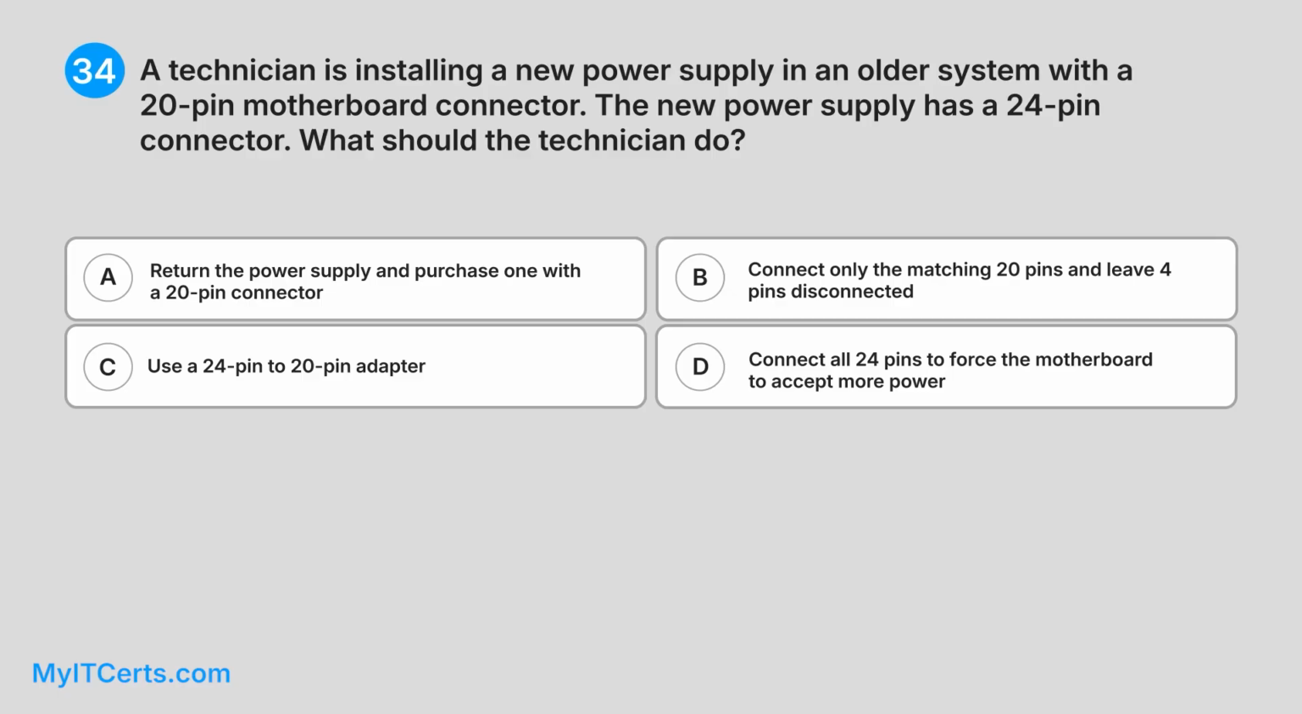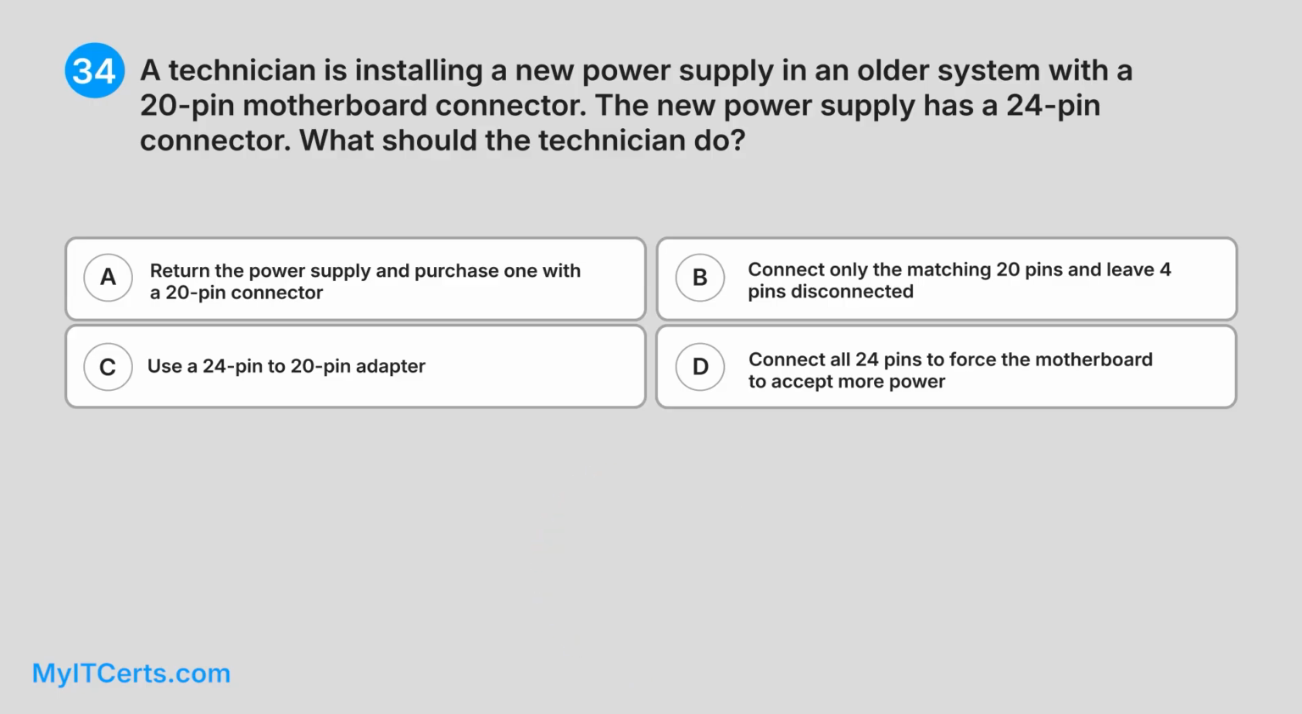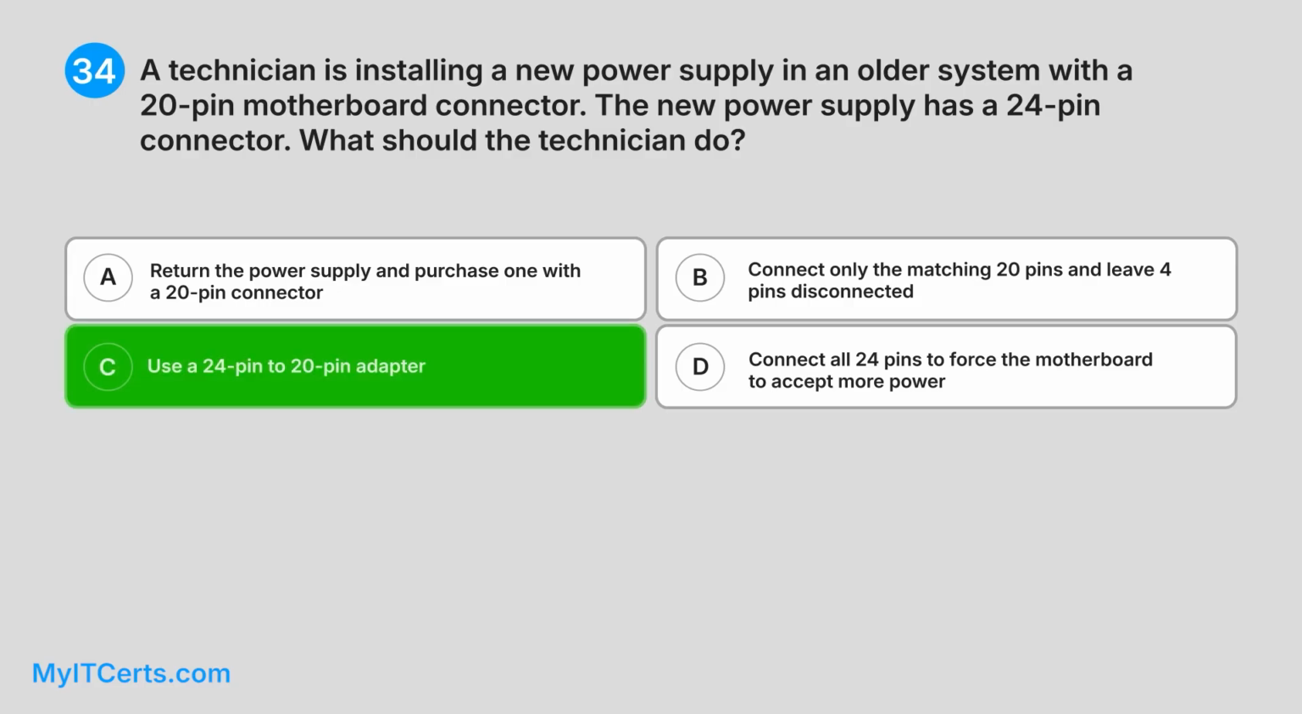A. Return the power supply and purchase one with a 20-pin connector. B. Connect only the matching 20 pins and leave 4 pins disconnected. C. Use a 24-pin to 20-pin adapter. D. Connect all 24 pins to force the motherboard to accept more power. Do you know the answer? Correct answer, C. Use a 24-pin to 20-pin adapter.